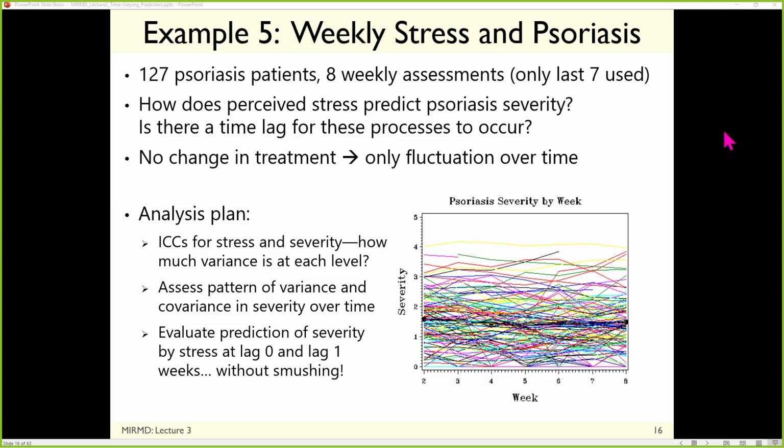So she did, because she wanted to have the dissertation done. So every week over the summer for 8 weeks, we mailed out a packet of questionnaires, and some of the people sent the questionnaires back, and we had a whole bunch of different items, but of interest here is an index of psoriasis severity and an index of their perceived stress.